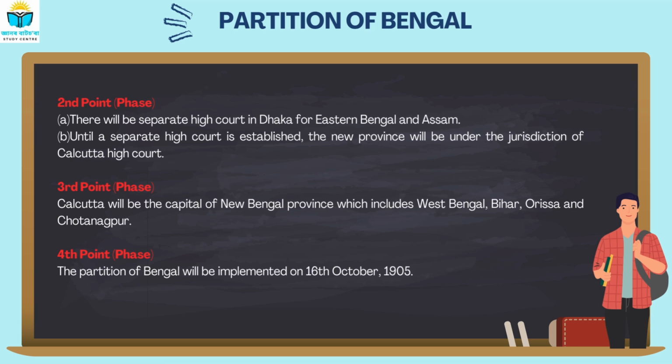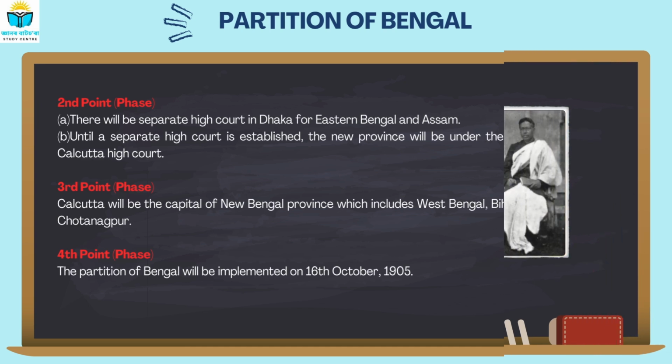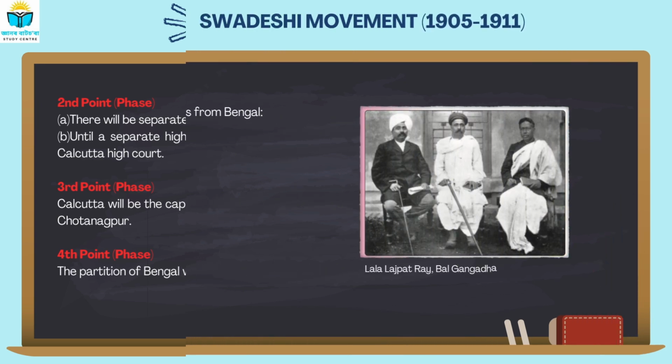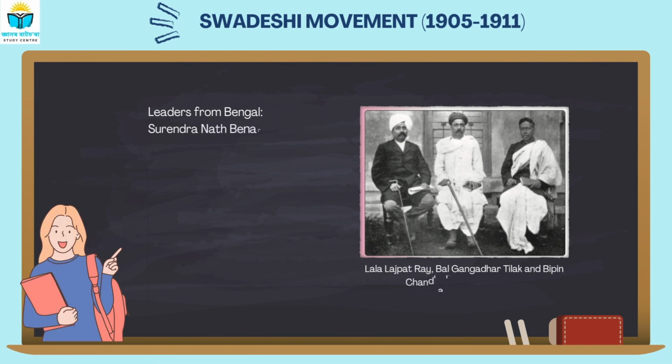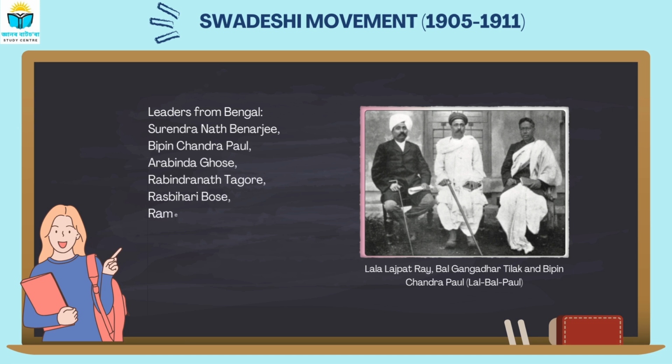This declaration marked a major administrative shift and sparked massive political and public reactions, setting the stage for the Swadeshi Movement. Swadeshi Movement, 1905 to 1911. The Swadeshi Movement was a powerful response to the Partition of Bengal, encouraging Indians to boycott British goods and promote indigenous industries, education, and self-reliance. Let's now look at the key leaders of the movement, especially from Bengal, where it all began.